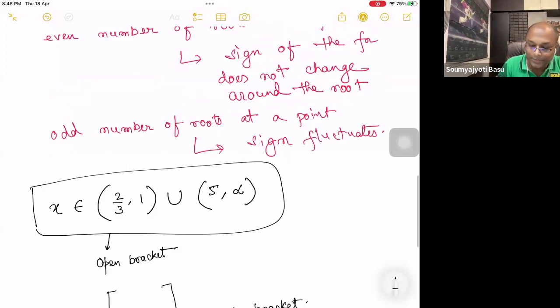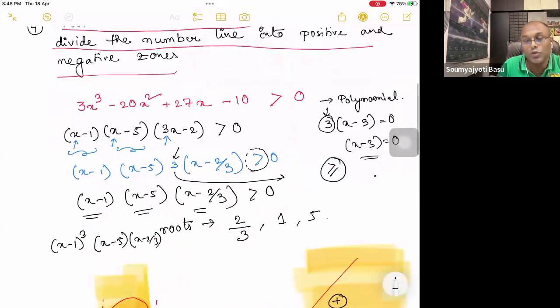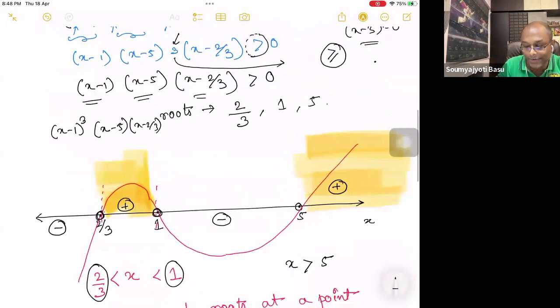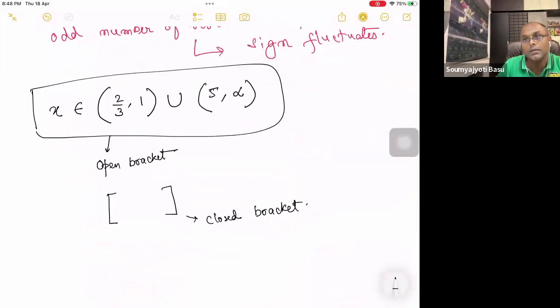So this is the solution of this particular inequality. This function 3x cubed minus 20x squared plus 27x minus 10 greater than 0 is satisfied when x lies between 2/3 and 1. 2/3 and 1 are not included, open bracket, union (5, infinity). 5 is not included. Okay, this is the solution.